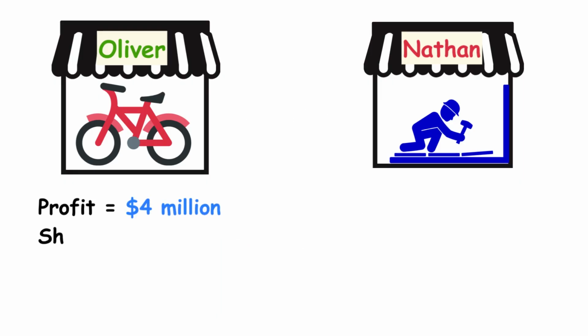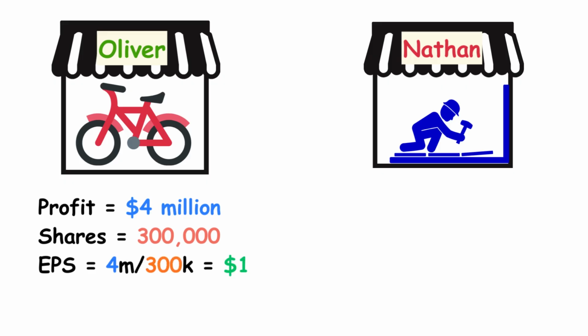Oliver's Bike Co. earns $4 million in profit each year and has 300,000 shares outstanding. To calculate EPS, we divide $4 million by 300,000 shares. That gives us an earnings per share of about $13.33. This means that for each share of Oliver's Bike Co., the business generates roughly $13.33 in profit.